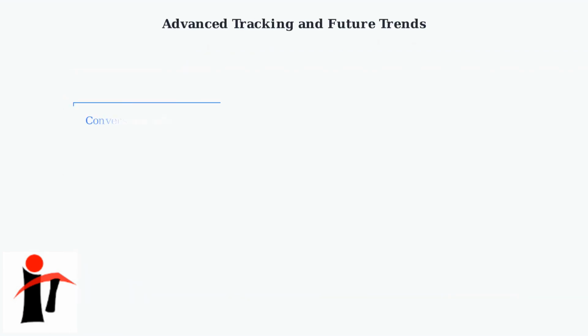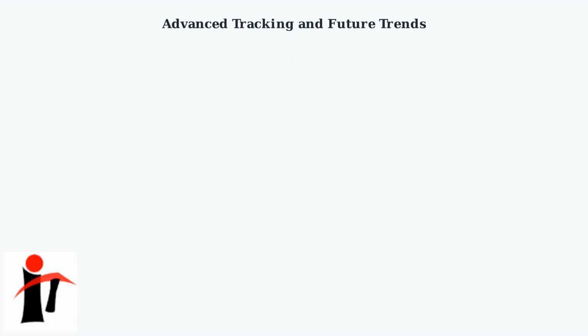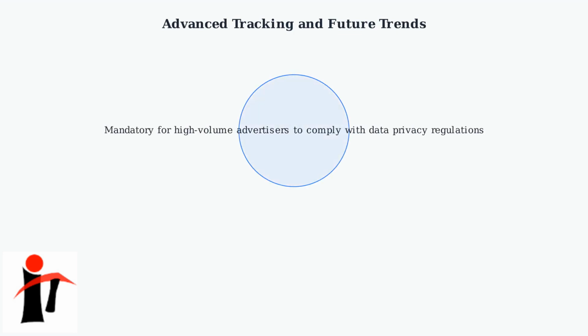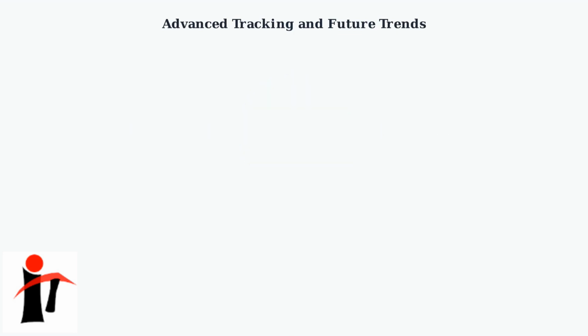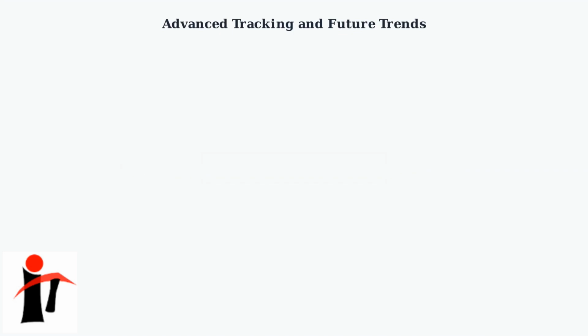To enhance tracking and adapt to privacy changes, use the Conversions API, or CAPI, for server-side tracking that complements the browser-based pixel. CAPI is becoming mandatory for high-volume advertisers to comply with data privacy regulations. You can improve event matching between your pixel and CAPI, reducing discrepancies.